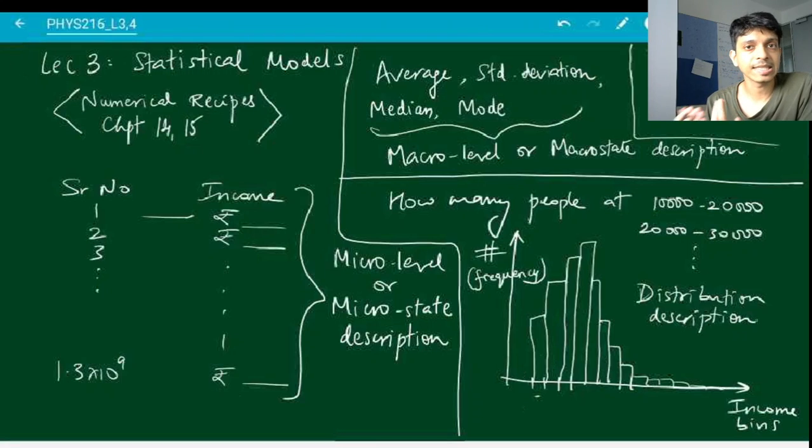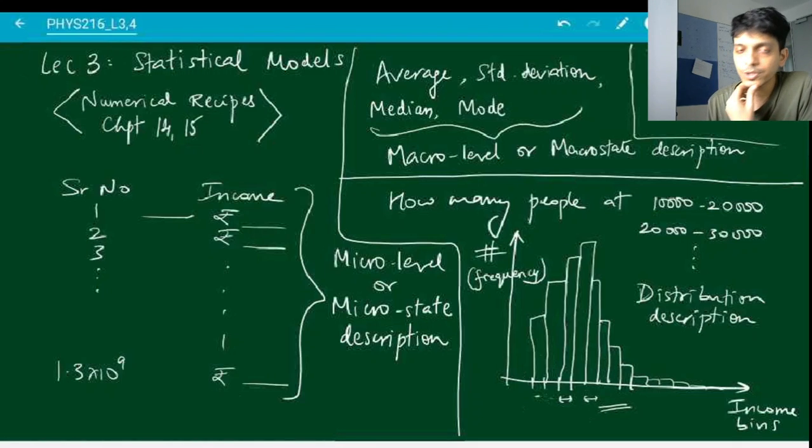On the other hand, it has less information than the micro level description, because in the micro level description you can say, okay, if I ask person number 536 what is their income, then that information is there in this list. But in the distribution description, that information is not there. You have lost the information about individual points of your data set, but what you have is some aggregate description in terms of the range. So how many people have income in this range, how many people have income in this range, and so on.